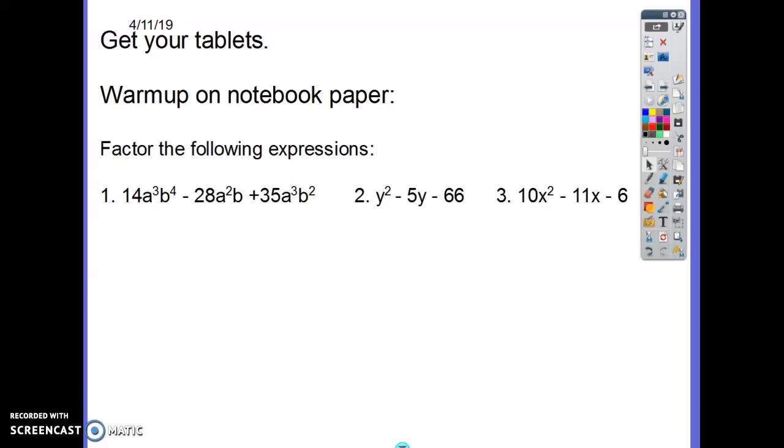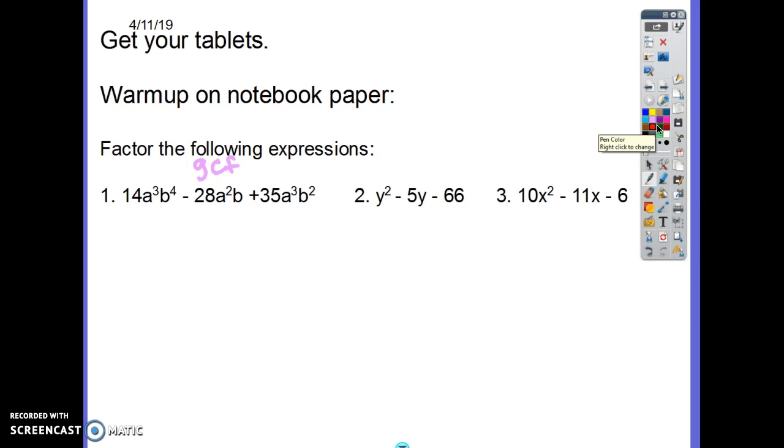Okay, today we are reviewing all this factoring that we've been doing since last week. All of this is stuff that we've already done. We're just going to keep practicing and reviewing. Number one, this is the one where you use the GCF to factor out the greatest common factor and what they have in common when it comes to the A's and the B's.